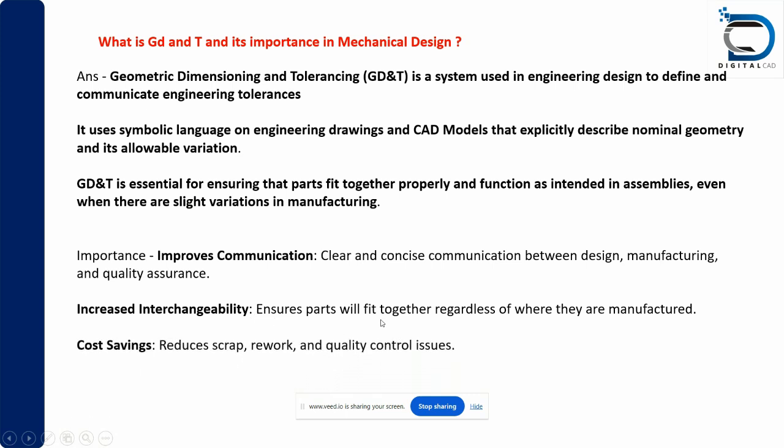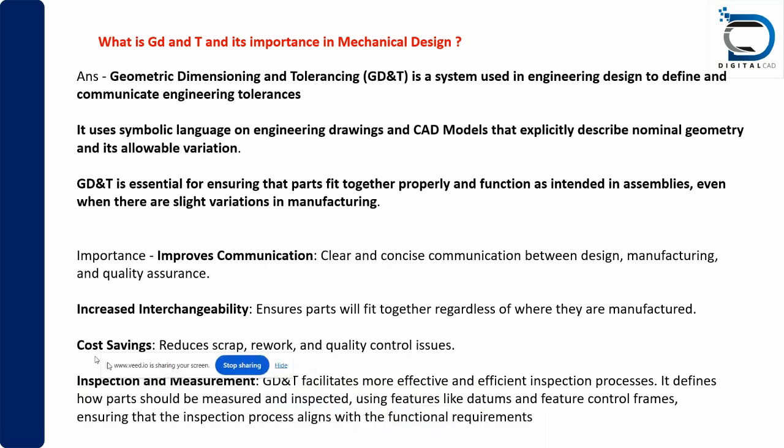Then, cost saving. If our parts are within the variations, when we manufacture the part within the tolerance limit, we can assemble it. So it reduces scrap, rework, and quality control issues also.